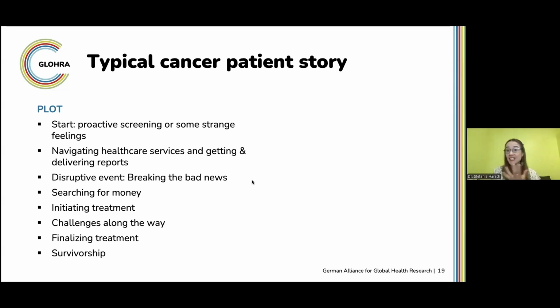Moreover, the breaking of the news, how it is stated, receiving the diagnosis was described by all as a disruptive event, and often oncologists are not prepared to deliver it in a human-centered way, so they're just overwhelmed. Searching for money to finance parts of the treatment is also a main burden for most of the cancer patients before they can finally initiate the treatment. They experience a lot of challenges along the way, specifically a lot of side effects of chemotherapy, and then they finalize the treatment, and many move on to support other cancer patients along the way. But this is just more or less the script, the plot.